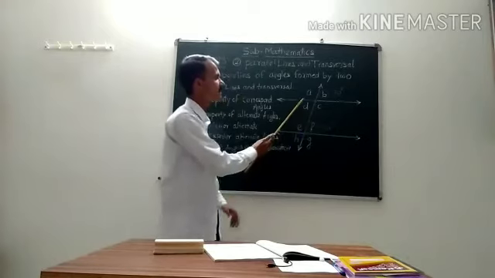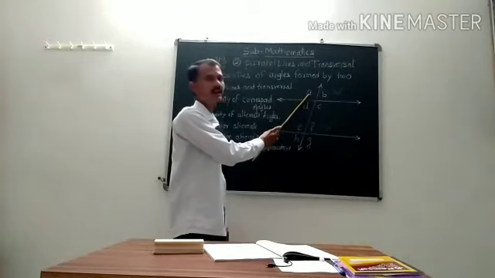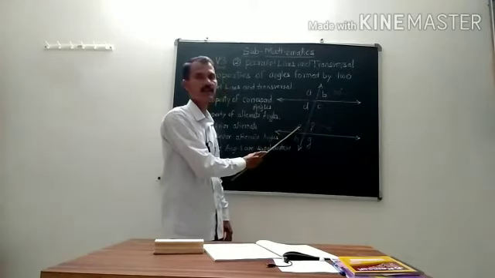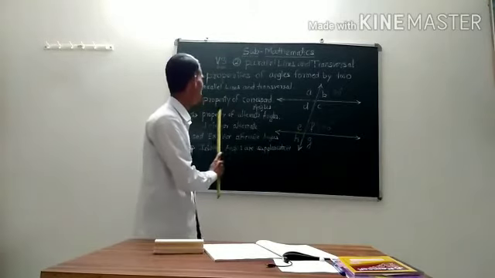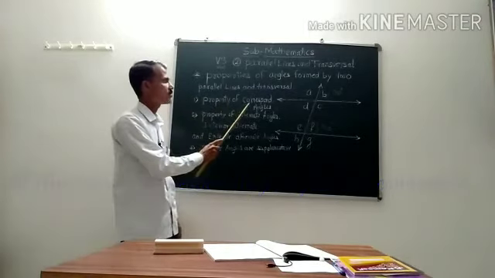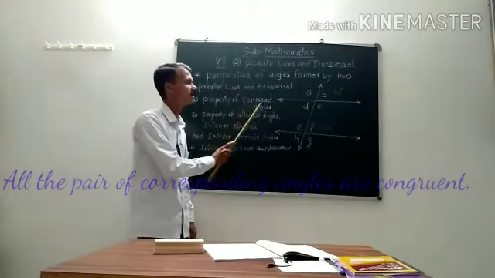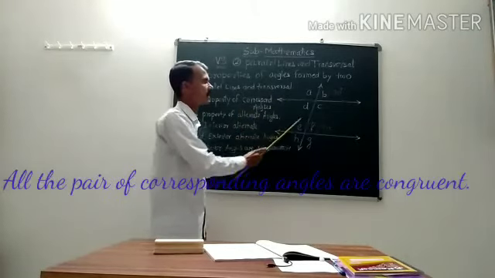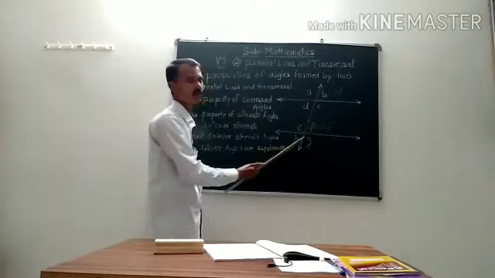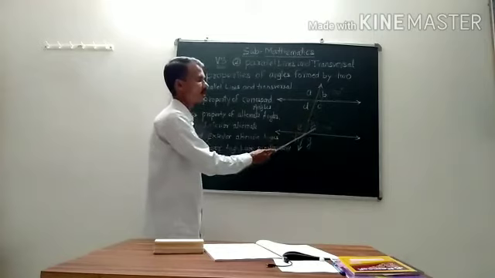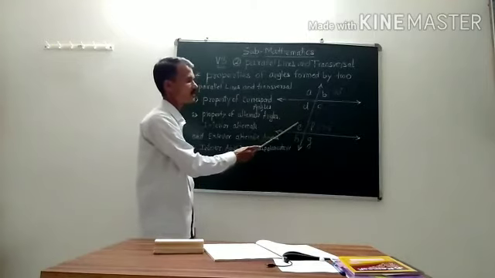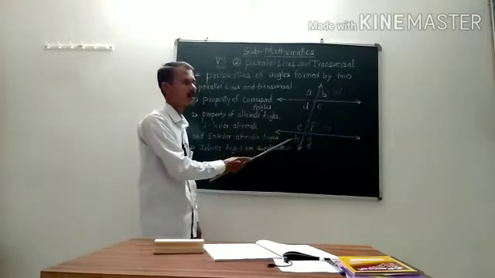As well, if the measure of angle A is suppose 110 degree, then the measure of its corresponding angle is also 110 degree. Therefore, the property of corresponding angles becomes: all the pair of corresponding angles are congruent if the given two lines are parallel and there is a transversal. That is, angle B is congruent to angle F, angle C is congruent to angle G, angle A is congruent to angle E, and angle D is congruent to angle H.